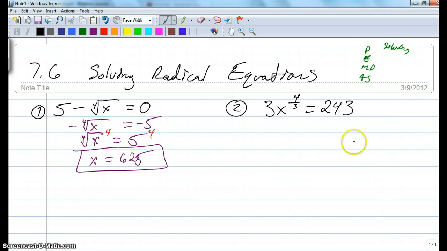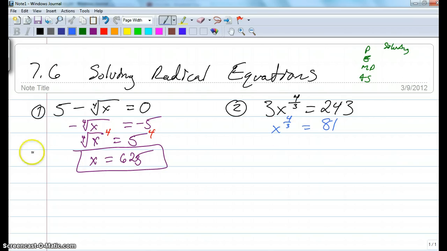Now, even though it's not a radical, we could rewrite this in radical form, and it would be a radical equation. But we're going to solve this as is. We're going to divide by 3 first, of course. We get x to the 4/3 power equals 243 divided by 3, which is 81. Now again, we could write this in radical form, but that's just a headache. I don't want to deal with it.